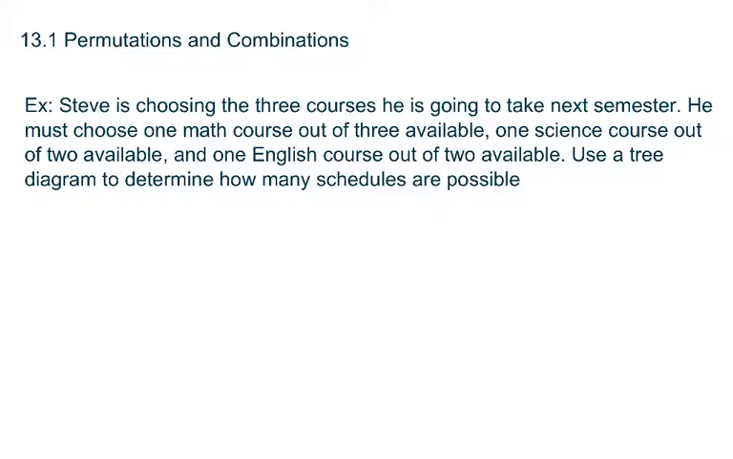So let's start off with an example. Steve is choosing the 3 courses he's going to take next semester. He must choose 1 math course out of 3 available, 1 science course out of 2 available, and 1 English course out of 2 available. Use a tree diagram to determine how many schedules are possible. And tree diagram is a vocabulary term. Basically, it's just a visual way of showing how many schedules are possible.